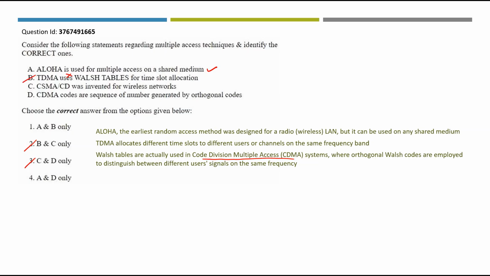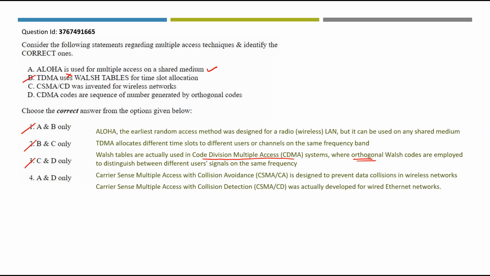B is wrong. When you know B is wrong, we know option 1 is wrong. From this we can understand D is definitely correct because this point also supports the orthogonal codes statement in D. What about carrier sense multiple access with collision detection? This was actually developed for wired Ethernet networks and not for wireless networks. So this is also wrong. What about collision avoidance? This is designed to prevent data collisions in wireless networks. This is for CSMA/CA and not for CD.